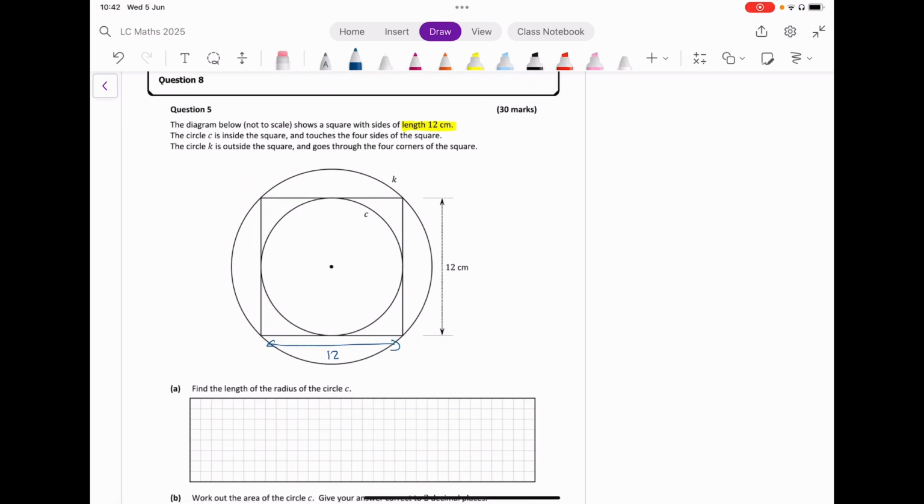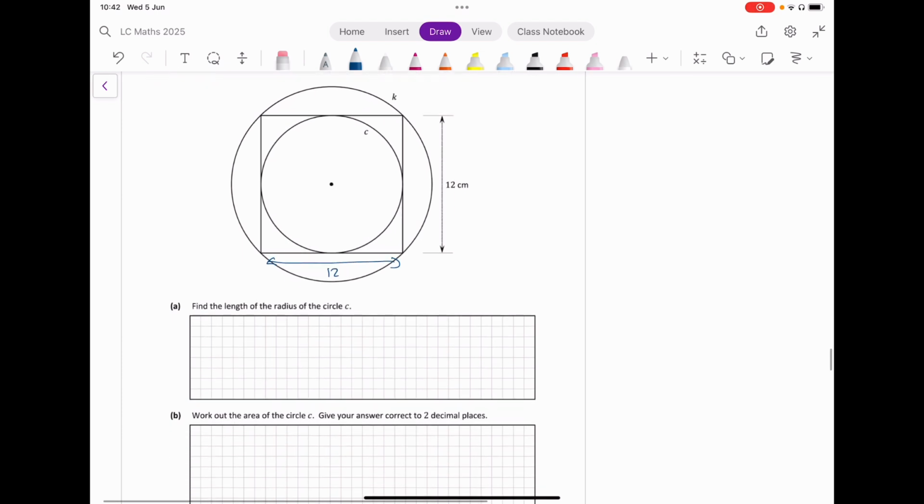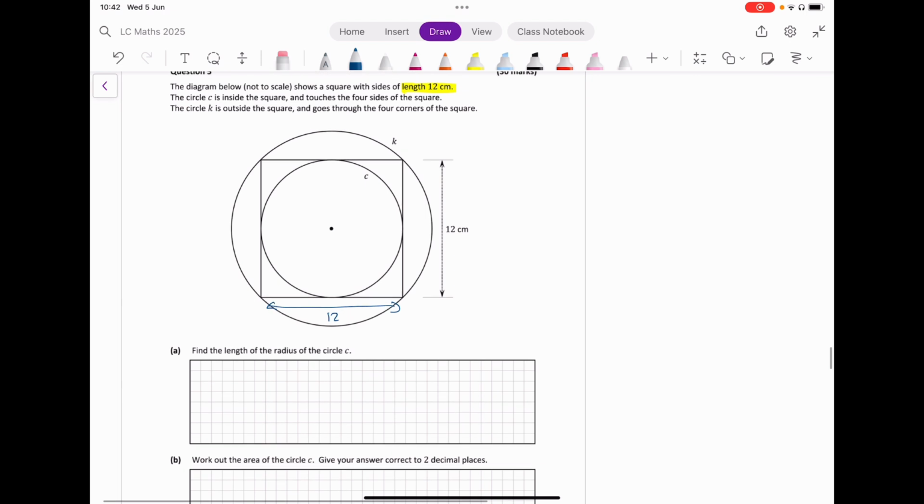The next thing there is the circle C is inside the square and touches the four sides of the square, and the circle K is outside the square and goes through the four corners of the square. Now, the first thing they're asking us to do is to find the radius of the circle. Well, if the sides are 12, then that means that this here is also 12.